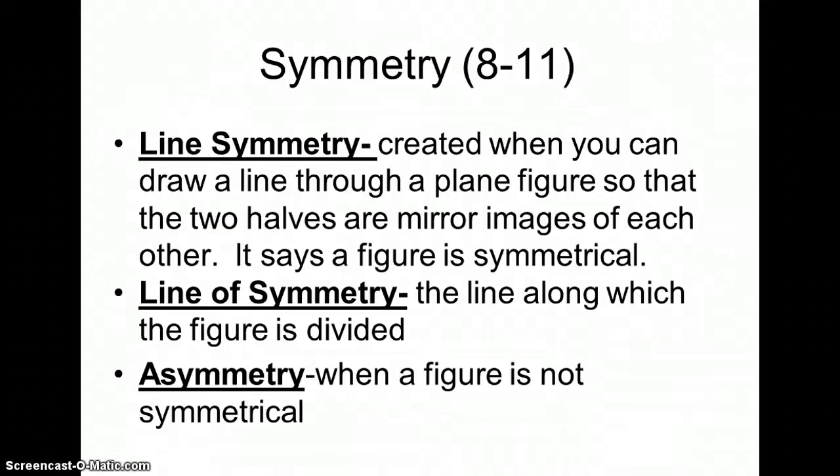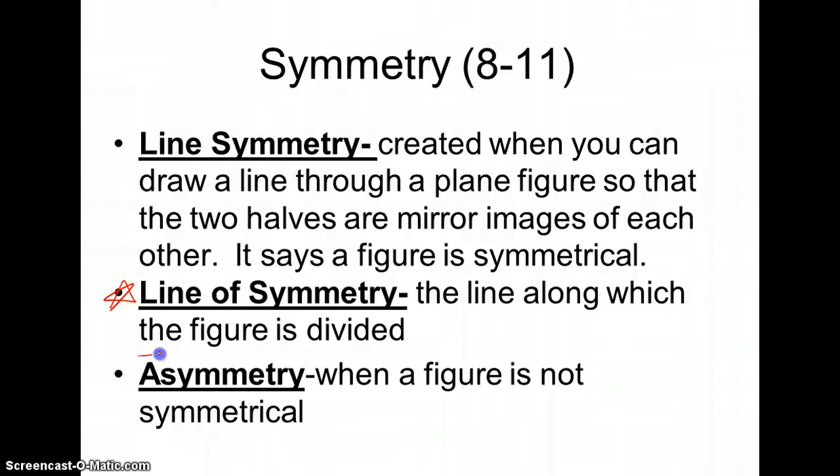Section 8-11, Symmetry. We have three definitions. Line symmetry is created when you can draw a line through a plane figure so that the two halves are mirror images of each other. It says a figure is symmetrical. Then line of symmetry: the line along which the figure is divided.